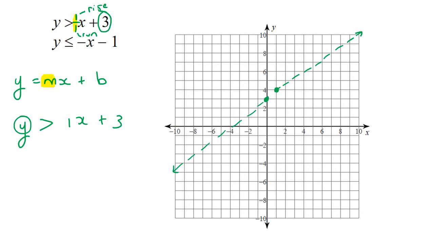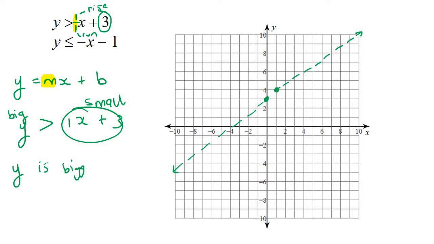Now this crocodile is really hungry, so it always tries to eat the bigger thing, because maybe it's not going to get food for the next couple of days, so it's going to try to eat the biggest thing possible. So if the crocodile is trying to eat the Y, then that means that the Y is big, and it means that this part over here is small. So it says that Y is bigger.